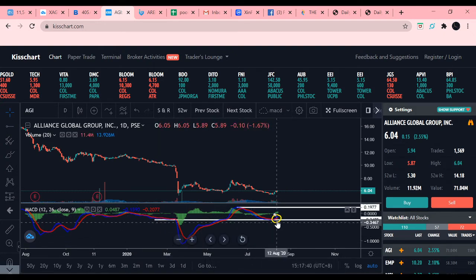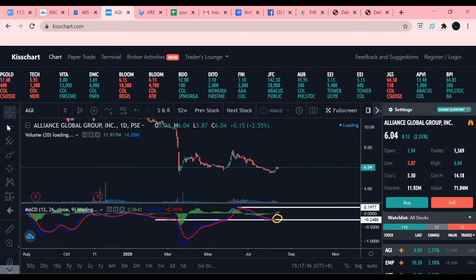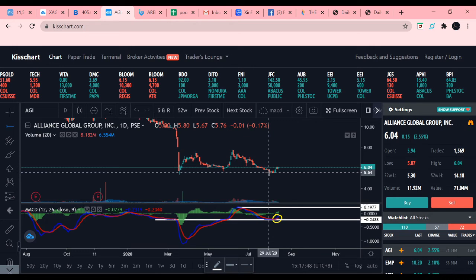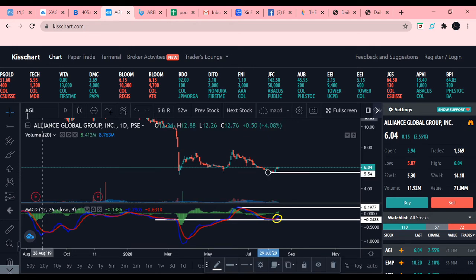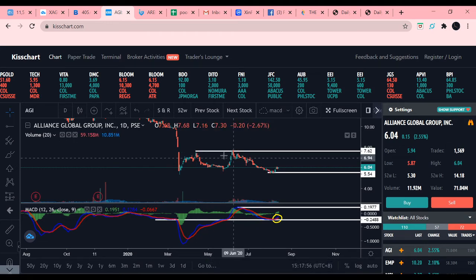Nagkaroon na siya ng crossovers dyan. So, on that note, syempre, yun yung titingnan ko din na support area. This area. And then, of course, yung TP area ko, this area. Bago siya dito. So, let's see kung attractive yung risk-reward neto.